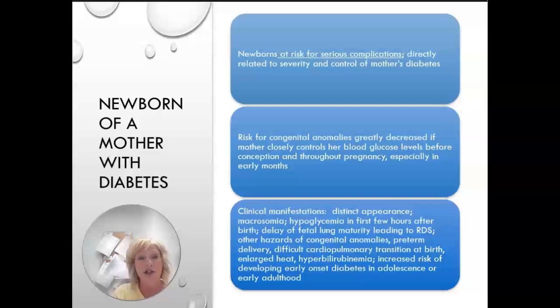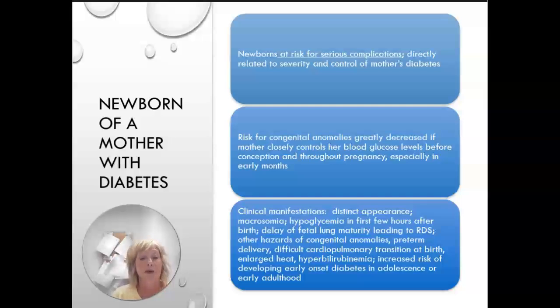If she has not been watching her blood sugars and they've been over 300, then that baby's going to be way higher risk than a mom that's been doing really good glycemic control and she's kept her blood sugars between 100 and 150.